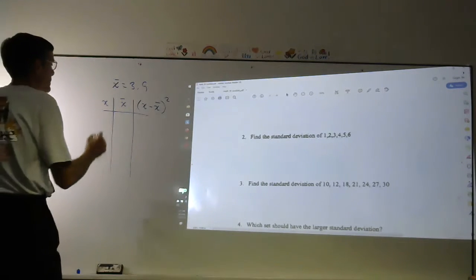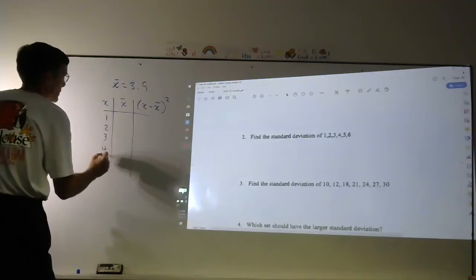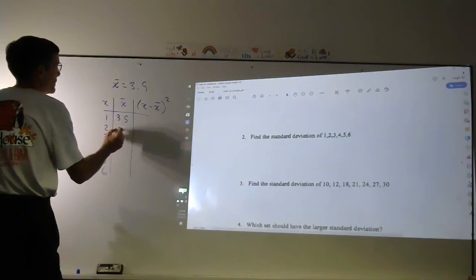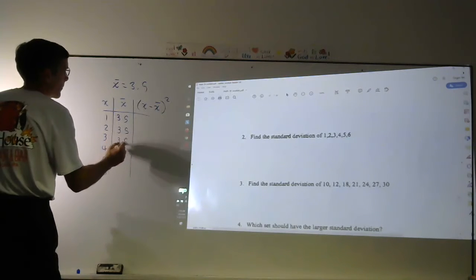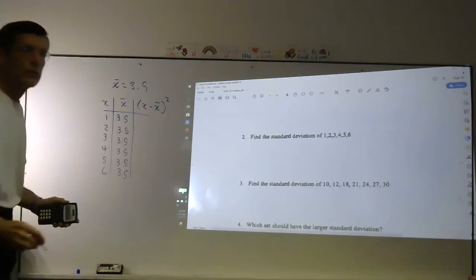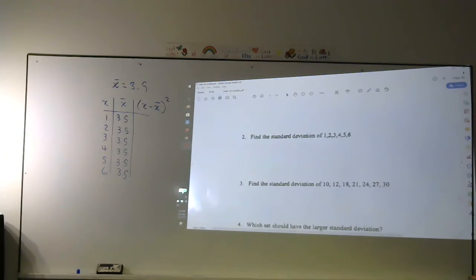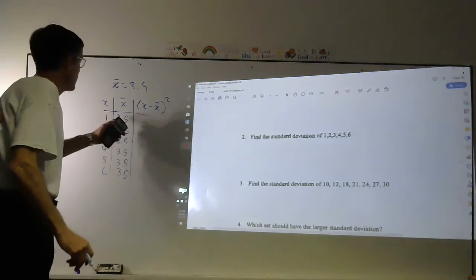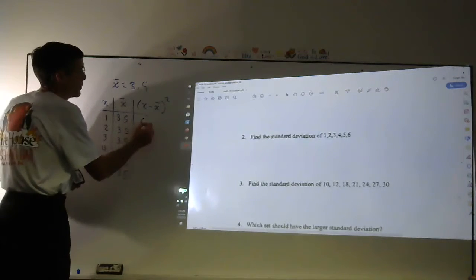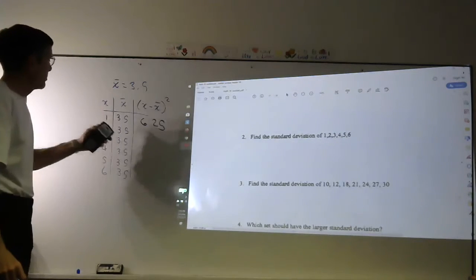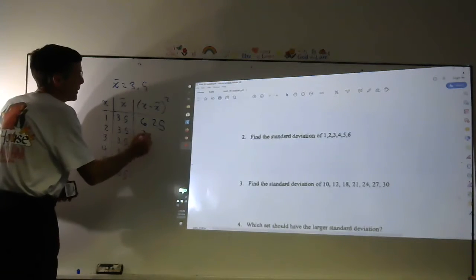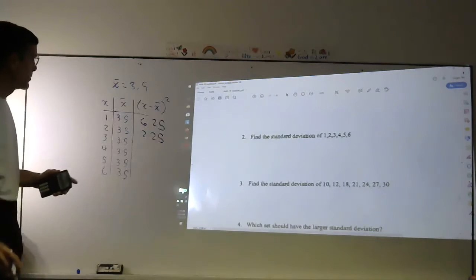All right, so my data. The X bar is 3.5 in each case. I hope I'm not writing too small. Can you all see that? I think it's pretty good. All right, 3.5 minus 1 is 2.5. Squared, that is 6.25. 3.5 minus 2 is 1.5. Squared, 2.25. I have some of those memorized.